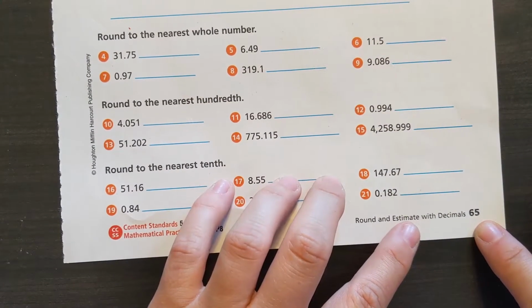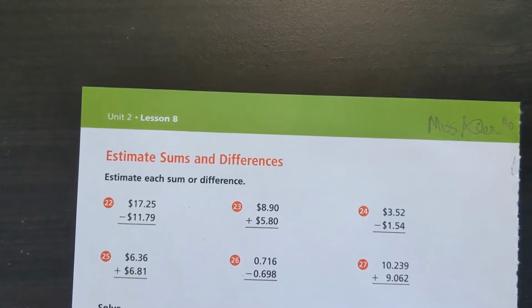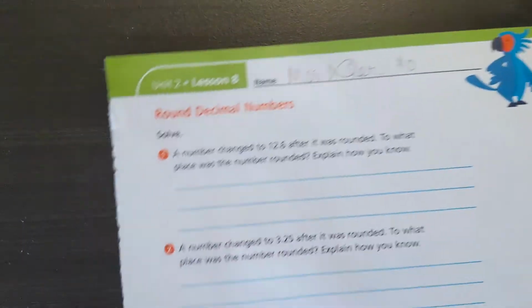You need to find page 65 in your math workbook and rip it out. Get your name and number on both sides. Pause the video once you've done that, and then you can continue with me.